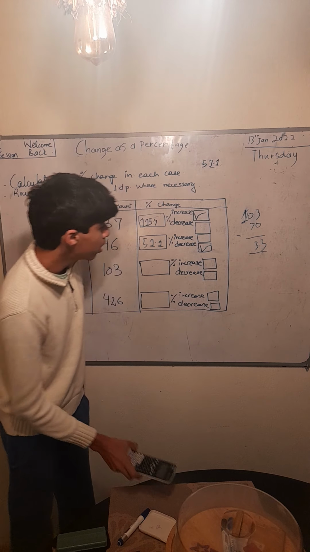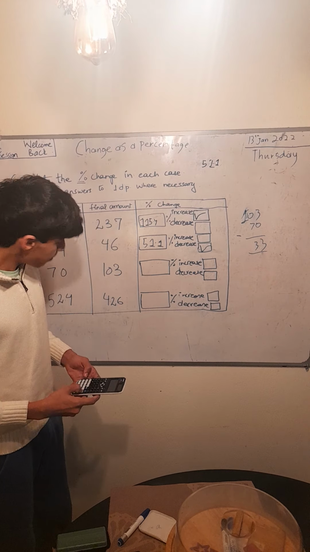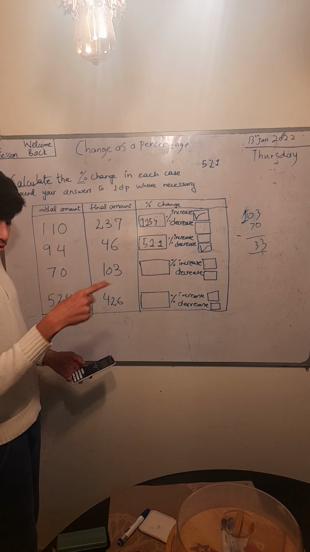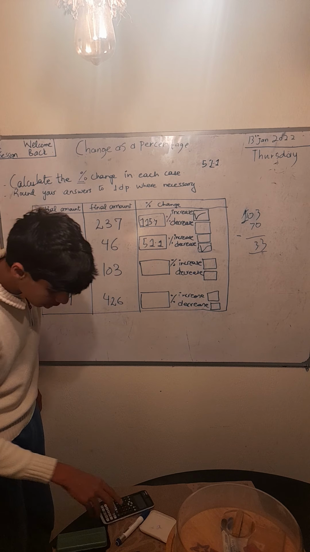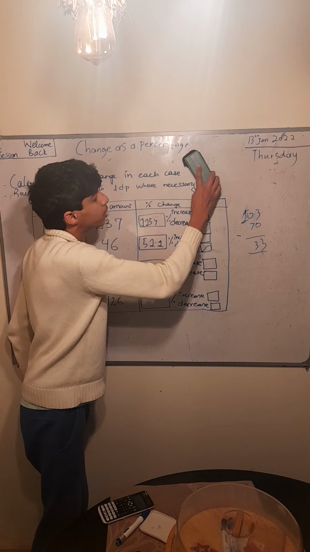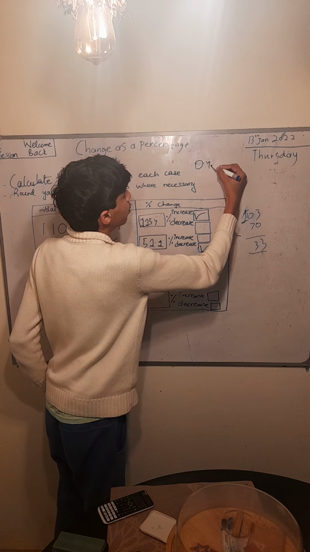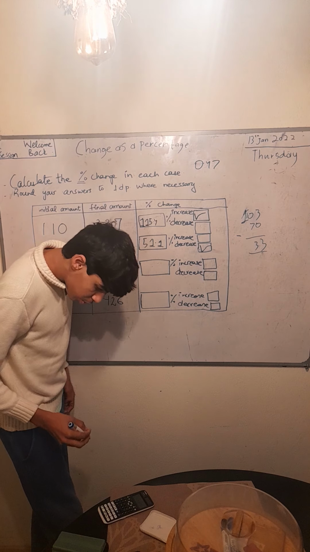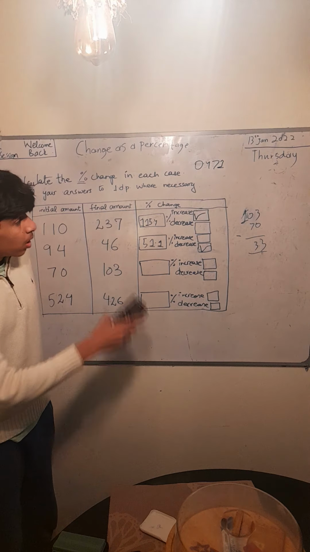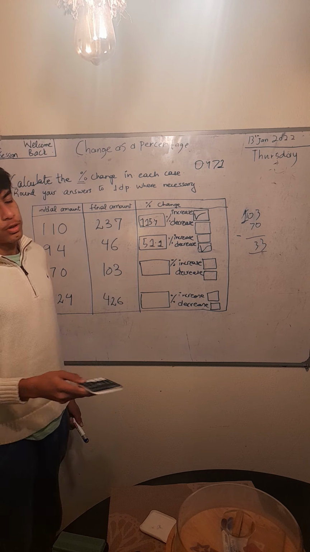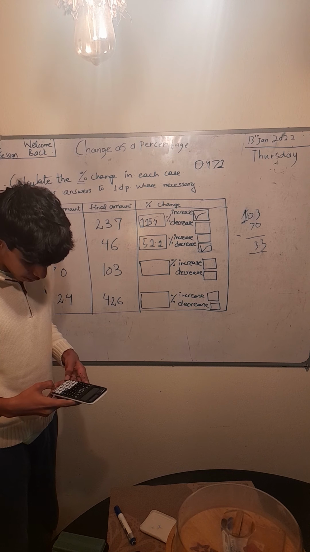Now we will divide by the initial amount. 33 divided by the initial amount. What is our initial amount? 70. 33 divided by 70 is 0.47. Let me write it here. 0.47. Oh, wait a minute, 0.471. Yes. Now we will multiply by 100 and we will get our percentage change. So here we go, multiplied by 100.